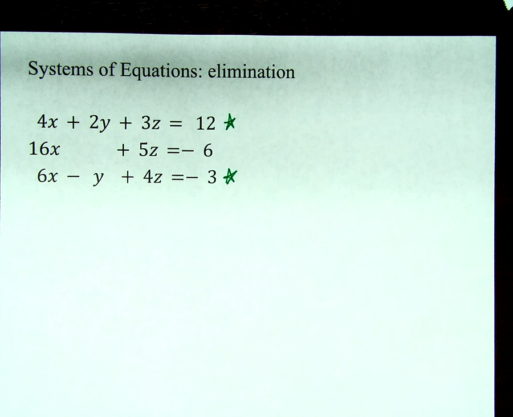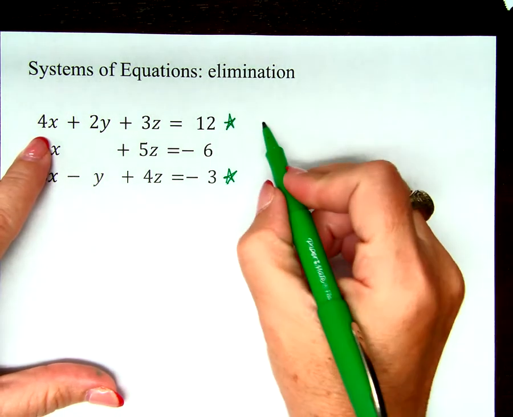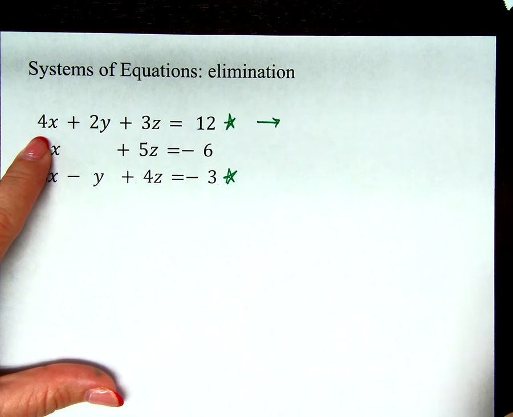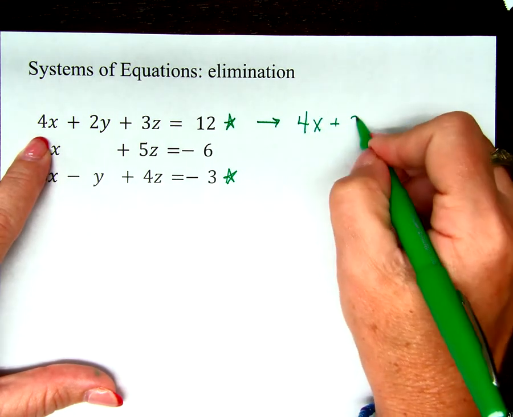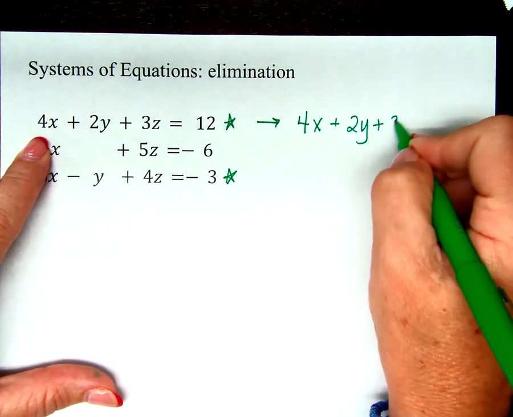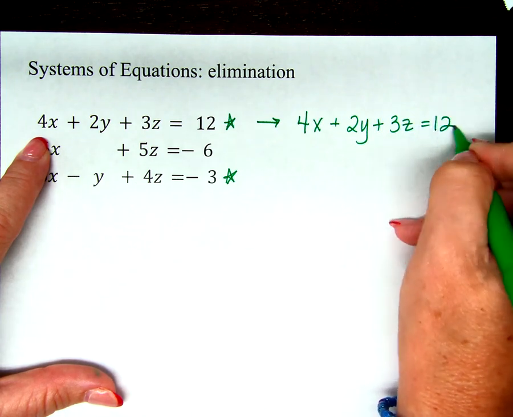Do you see why I would eliminate y? Why would I eliminate y? Because that's going to give me another equation with x and z, okay? That's why I'm going to eliminate y, okay? So I'm going to just rewrite this top one right here. Are you okay with that? 4x plus 2y plus 3z equals 12.